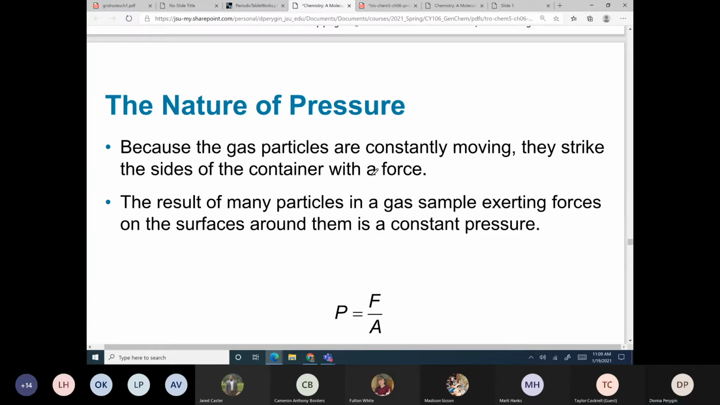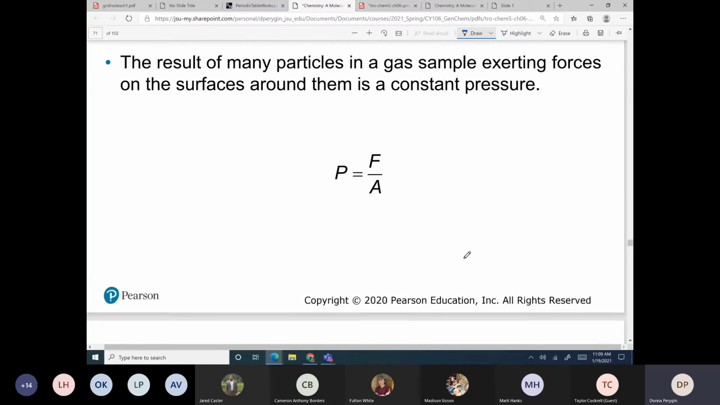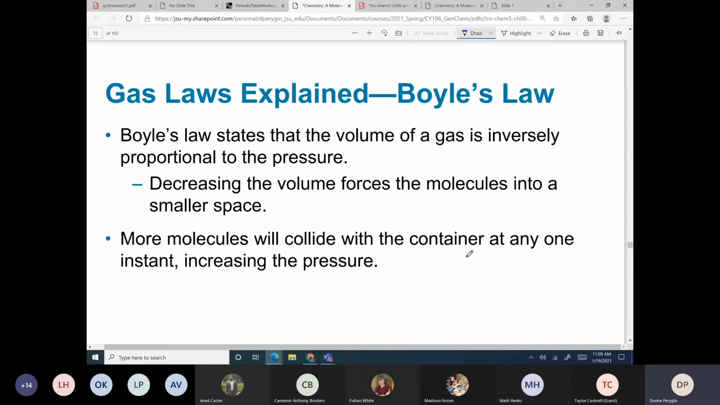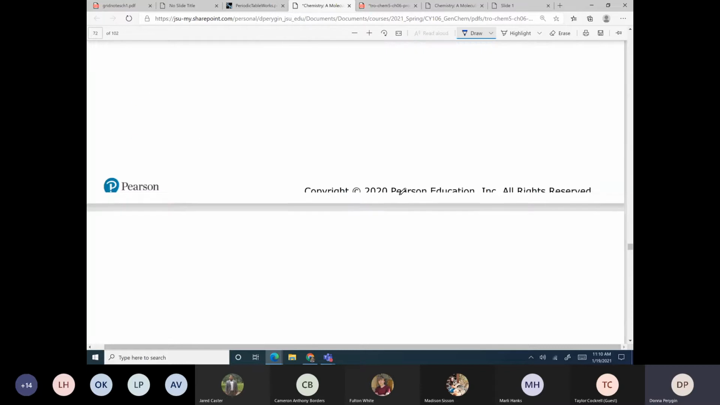Pressure is equal to force over area, and this is not a calculation that we really do in this class, but basically this force is what keeps a balloon inflated. It's the pressure of the gas colliding with the walls of the container or of the balloon. Boyle's law states that the volume of a gas is inversely proportional to pressure, so decreasing the volume forces the molecules into a smaller space. That's going to increase the pressure.